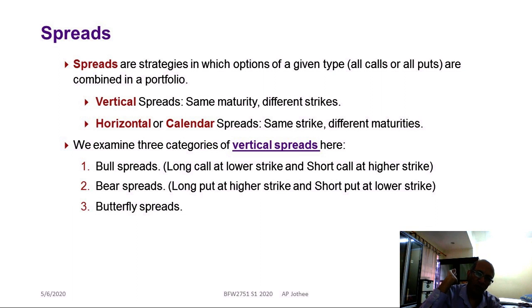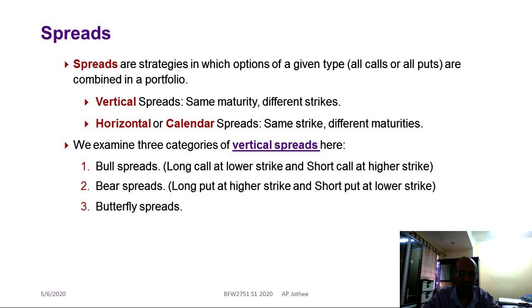You long a call option at a lower strike on the same maturity, and you sell a call option at a higher strike with the same maturity. You're protecting yourself between the margins of the two different strikes. So this is why we can create a bull spread or a bear spread.